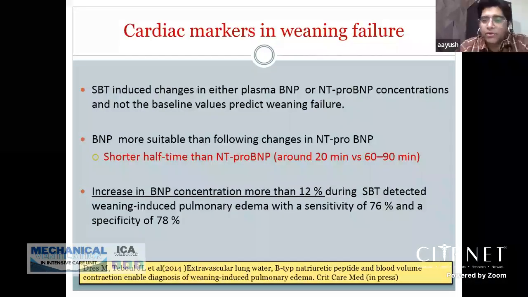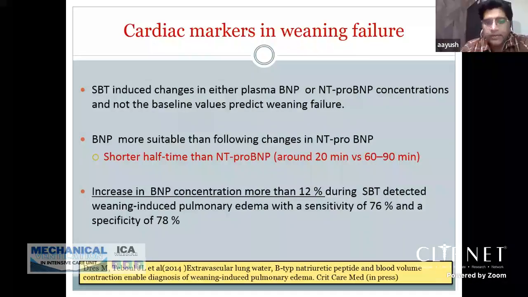After echo, some other tools which have become quite popular are cardiac biomarkers like BNP and NT-proBNP to diagnose weaning failure. SBT-induced changes in either the plasma BNP or the NT-proBNP concentrations, but not the baseline values, will ideally predict weaning failure. BNP is quite a reliable marker because it has a shorter half-life as compared to NT-proBNP. The half-life of BNP is 20 minutes and that of NT-proBNP is slightly higher, 1 to 1.5 hours.